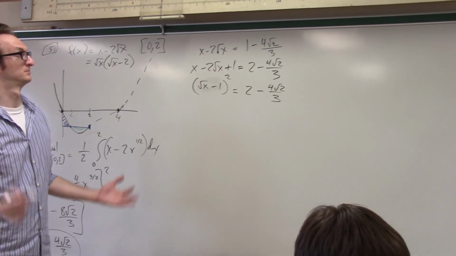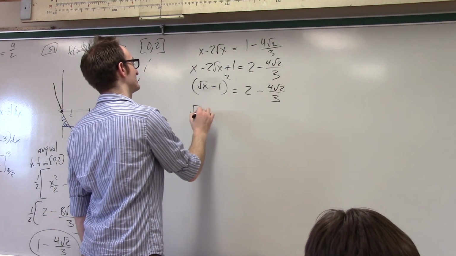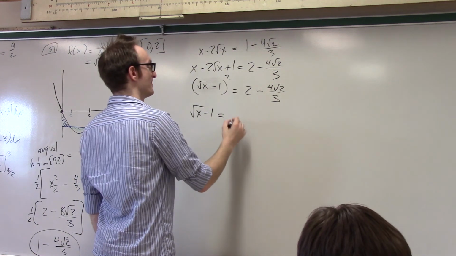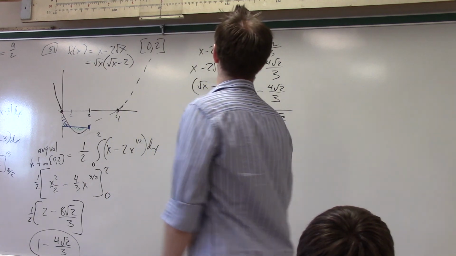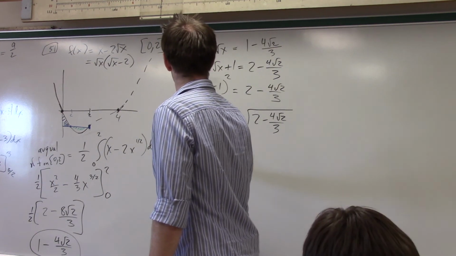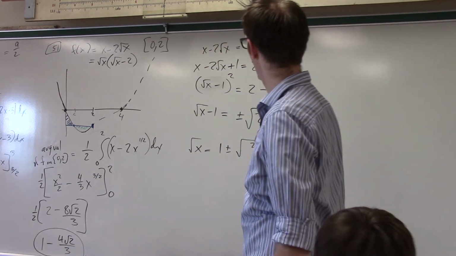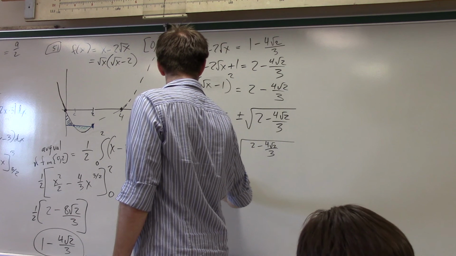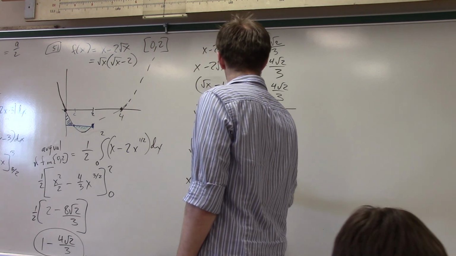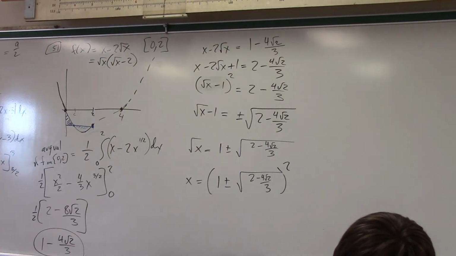And now take the square root of both sides or something? Oh, and now this is plus or minus root 2. So, at this point, I don't even care anymore. So I get root x is going to be 1 plus or minus root 2 minus 4 root 2 over 3. And now I have to square both sides. So the final answer is that x is the square of 1 plus or minus root 2 minus 4 root 2 over 3. And I had some vague memory from last year that actually both of those turn out to be valid.